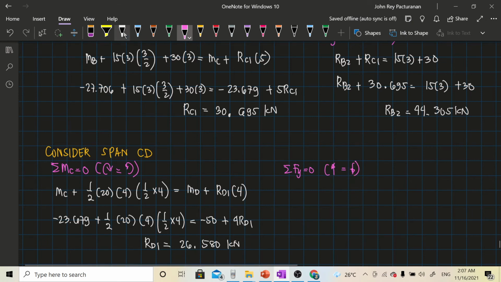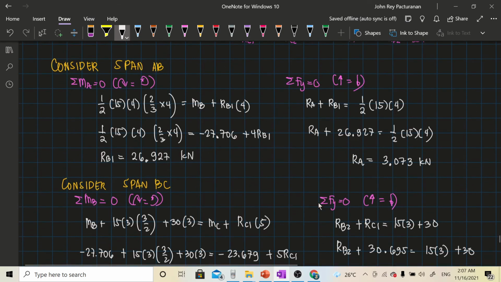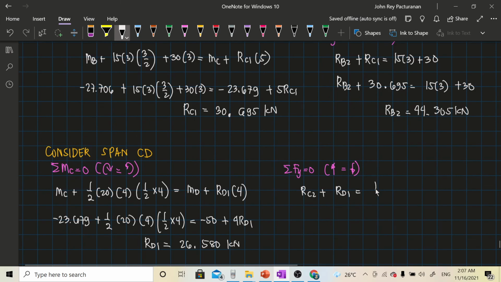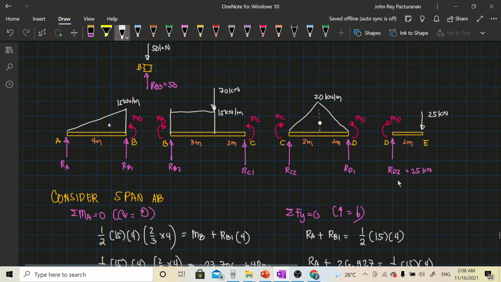Meanwhile, summation forces vertical tayo equals 0. So, up equals down. Wala naman tayong choice. Ang up kundi RC2 plus RD1. And yung downward is simply itong triangle, di ba? Yan lang naman yung downward dyan, yung triangle. That is 1 half ng 20 times 4. So, RC2 plus 26.580 is equal to 1 half ng 20 times 4. Kaya, ang RC2 natin ay equal sa 13.420 kilonewtons. Okay? So, ayun. Tapos na tayo sa analysis kasi yung RD2 naman is 25.